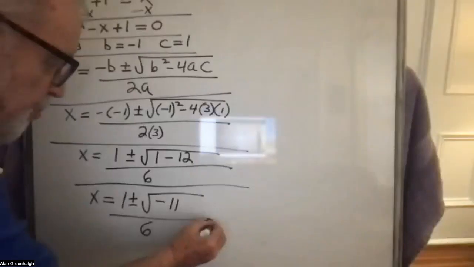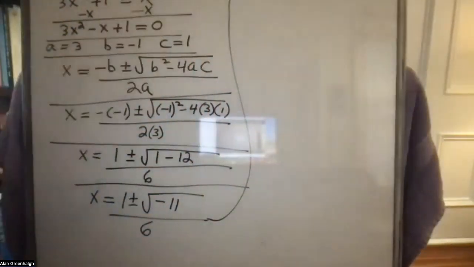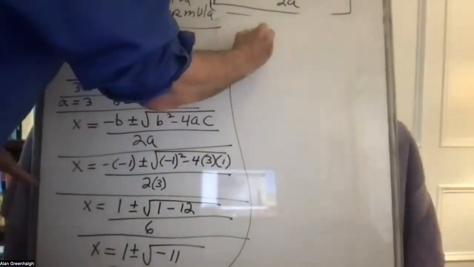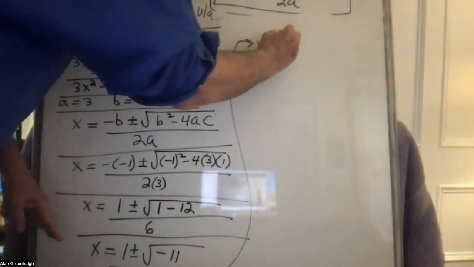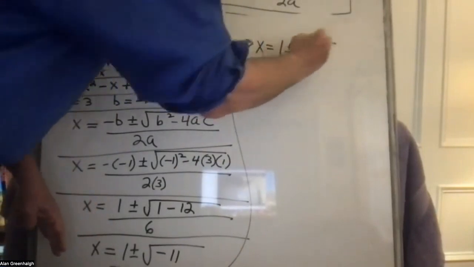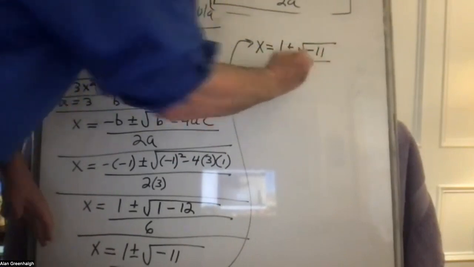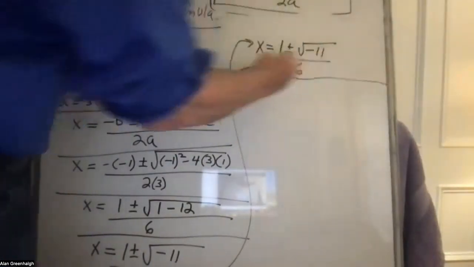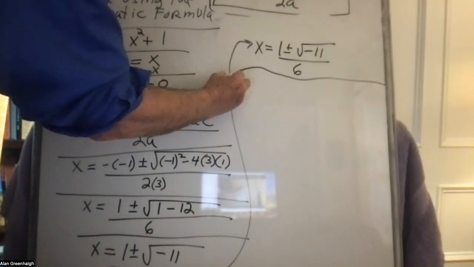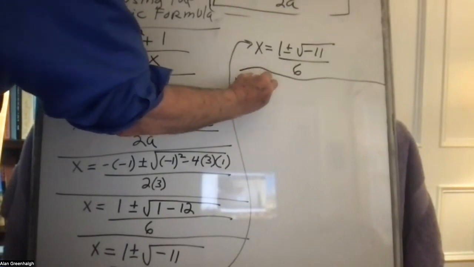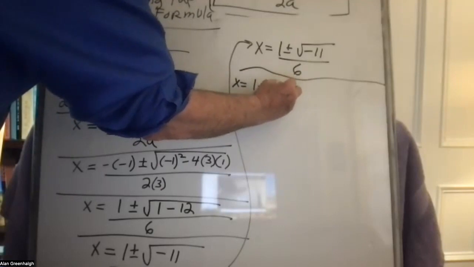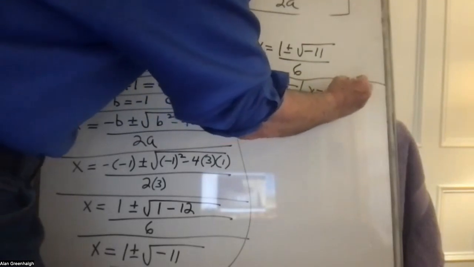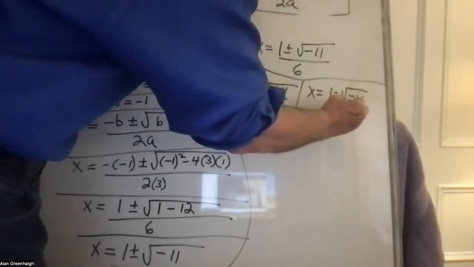So let's bring the whole thing up here where we have a lot more room. So I'm going to just rewrite what I have. So if you're looking and saying you can't see it, this is what I just did, and I'm just rewriting it that way. And this will give me two answers. This would give me x equals 1 plus the square root of -11 over 6. And x will equal 1 minus the square root of -11 over 6.